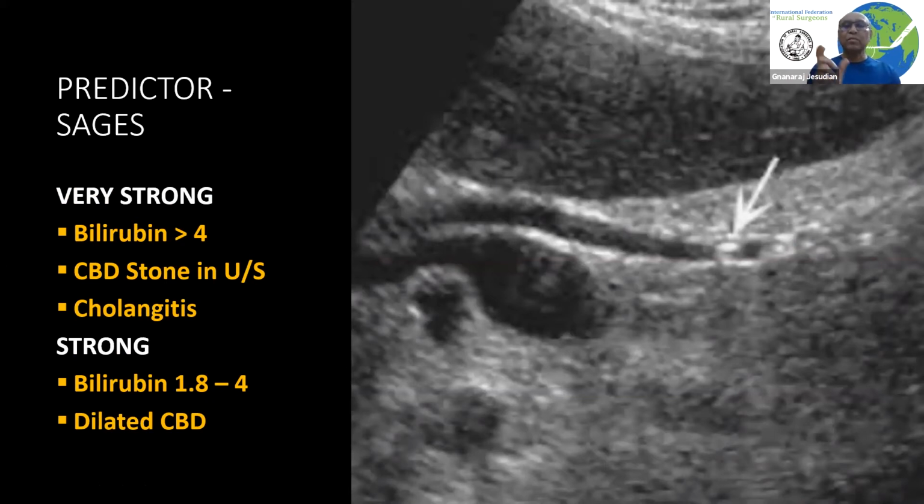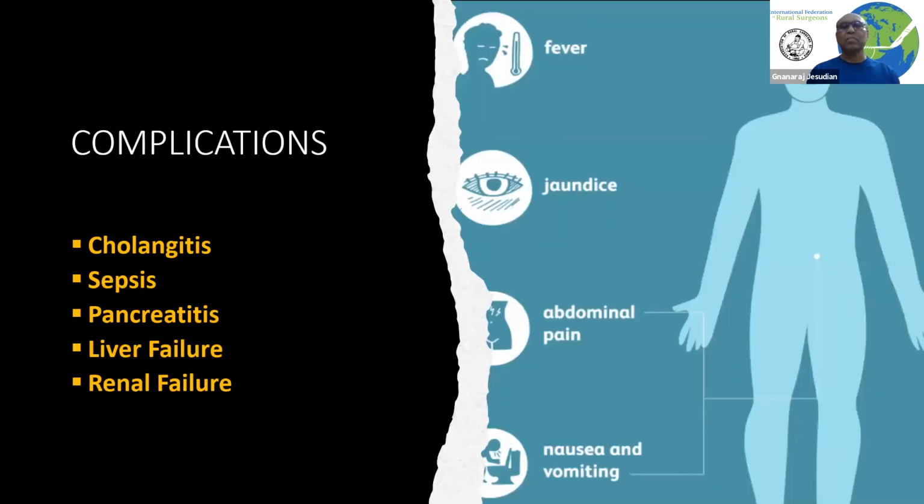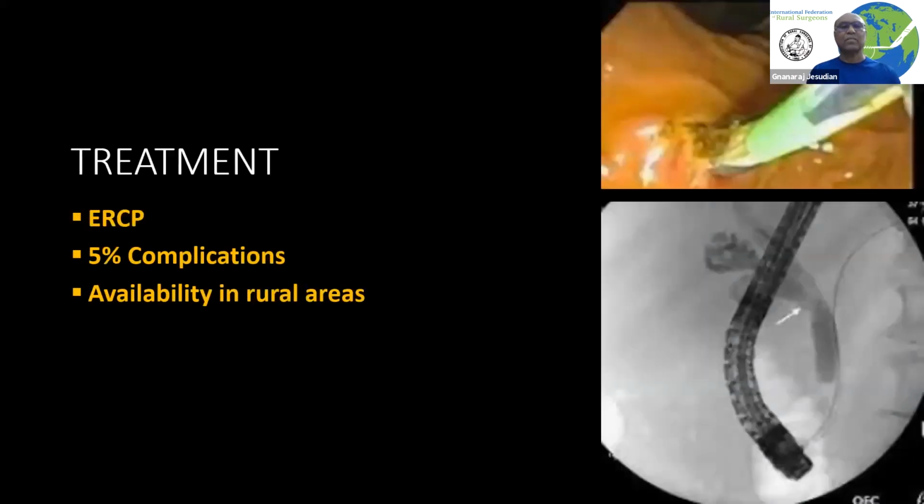Even if the bilirubin is from 1.8 to 4, just a dilated CBD of more than 1 centimeter is an indicator for exploring the common bile duct. What happens if you don't do anything? It leads to cholangitis and Charcot's triad. The sepsis can be quite severe. It can also lead to pancreatitis, liver failure, and later renal failure.